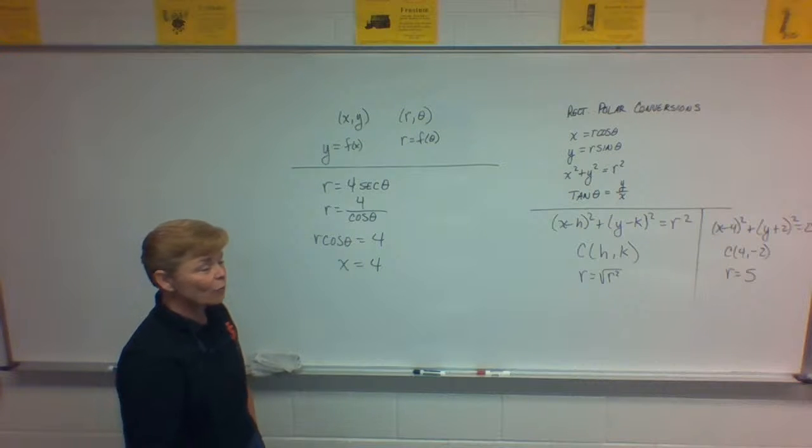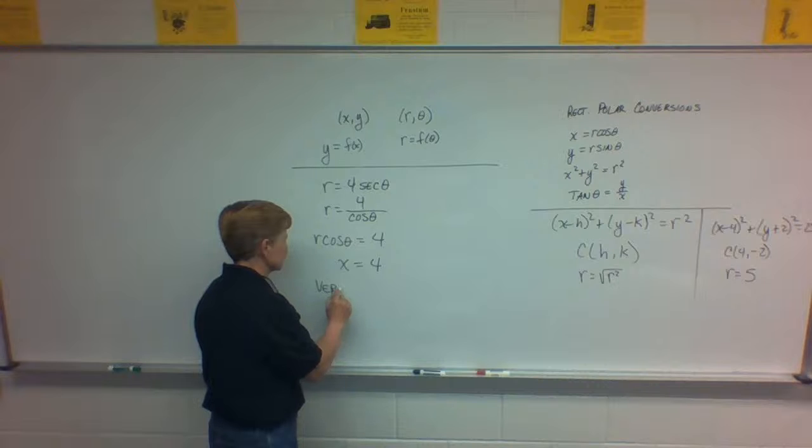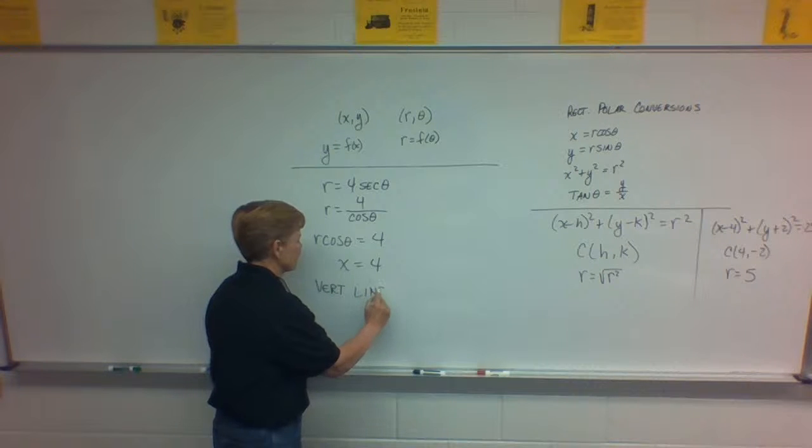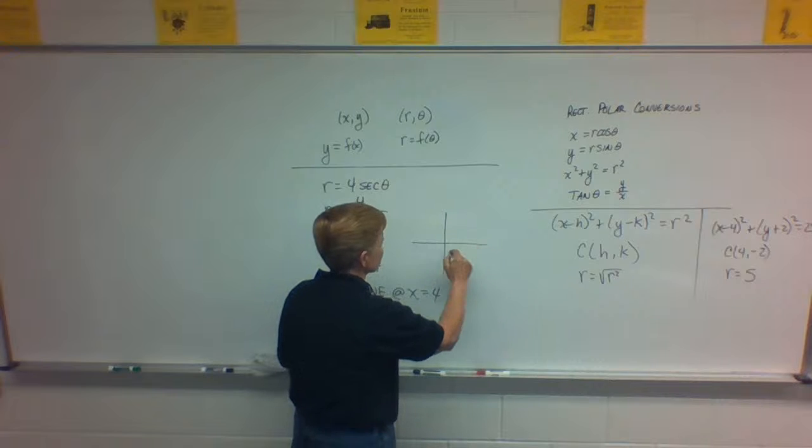Describe it better. A vertical line that goes through 4, at x equals 4. So if we were going to graph it, it would be like this.